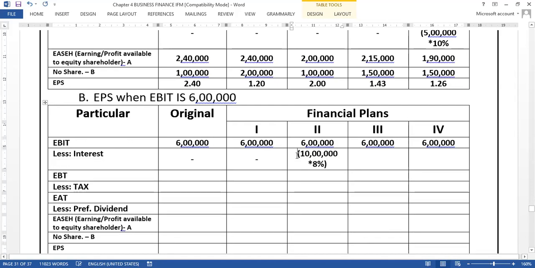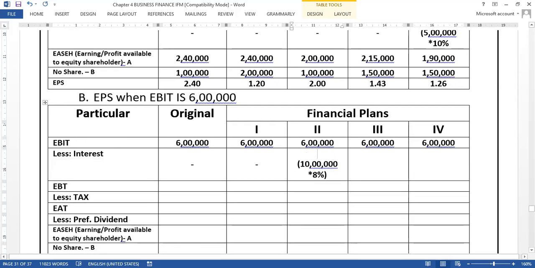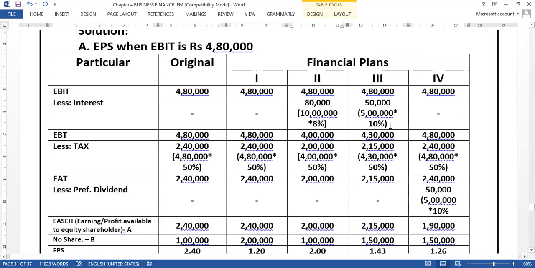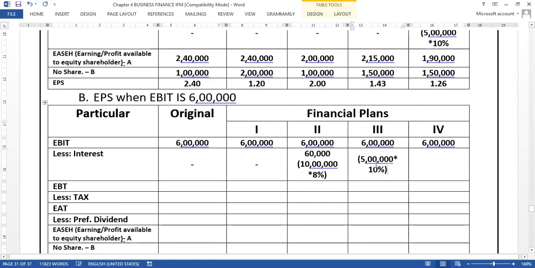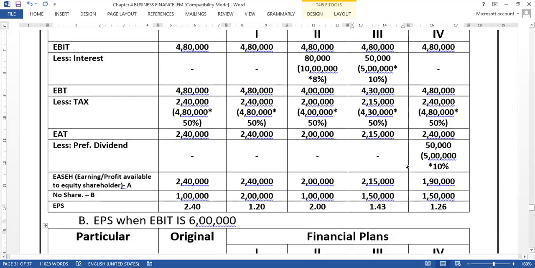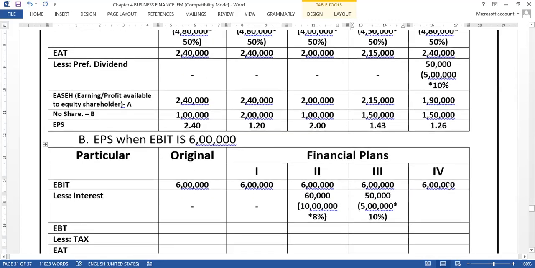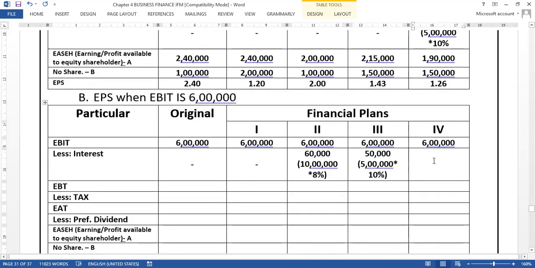Okay, 10 lakh into 8%, we'll be getting approximately 60,000. Whereas financial plan 3, we have 5 lakh into 10%, we'll be getting approximately 50,000. Whereas when it comes to the fourth financial plan, it is treated as nil. Now we have to minus this.